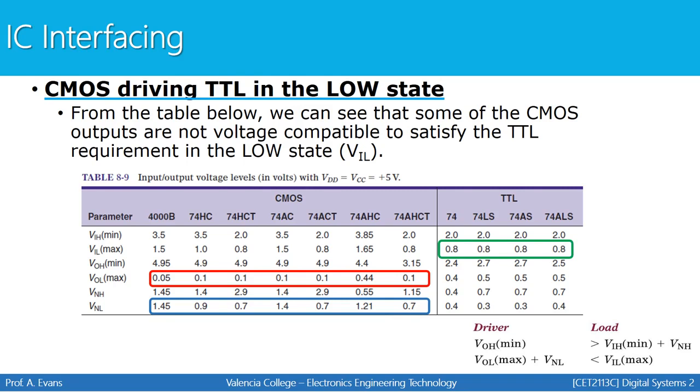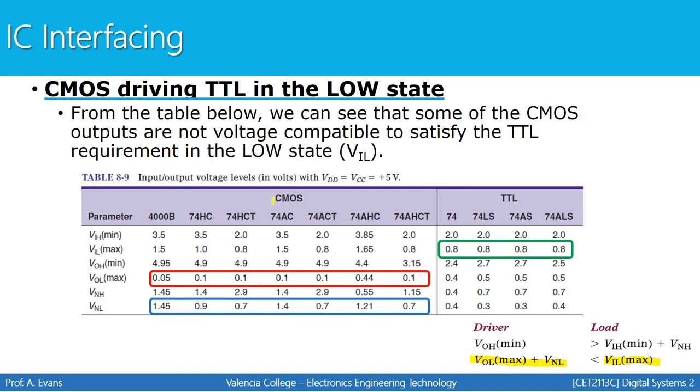So let's look at CMOS driving a TTL device in the low state and consider noise margins. Remember, this is what we're going to consider for voltage compatibility. In the low state, we want to consider if the low level output voltage plus your low level noise spike is less than your low level input voltage. If it is, you have no issues.